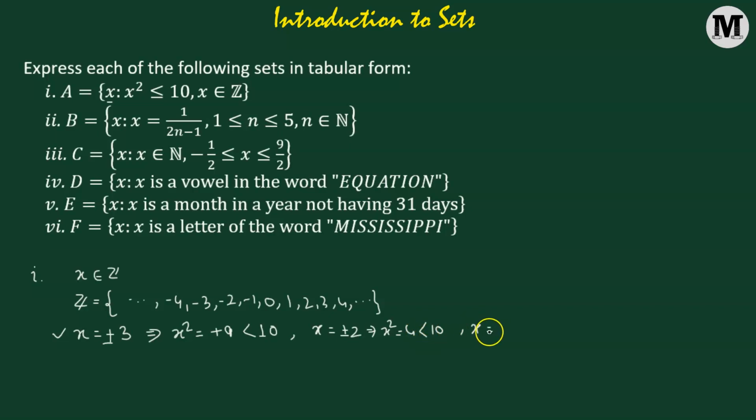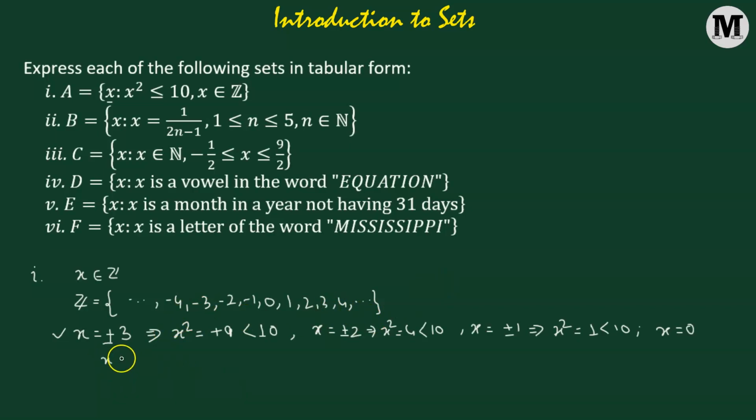Similarly, we can take x equals positive 1 as well as -1, and when we square that, we get positive 1, which is less than 10. And we can take x equals 0 as well, because squaring 0 is 0, which is less than 10. However, we cannot take any values which are less than -3 or greater than positive 3.